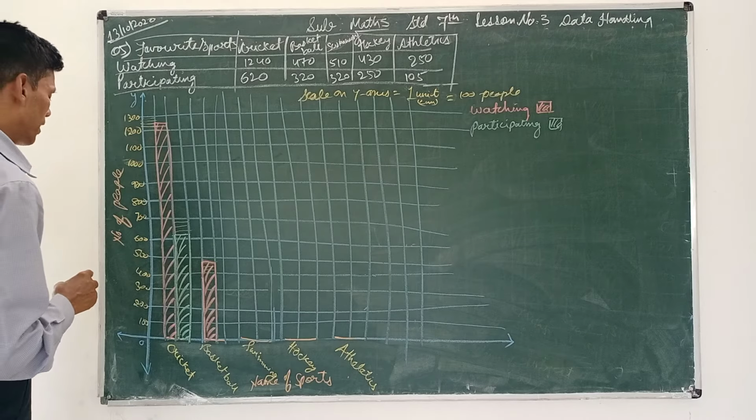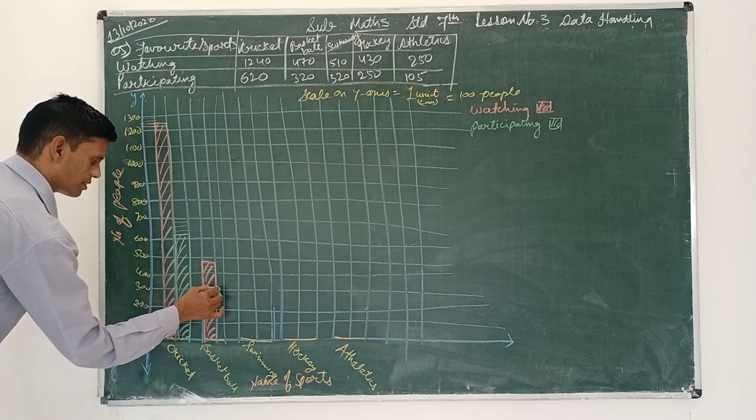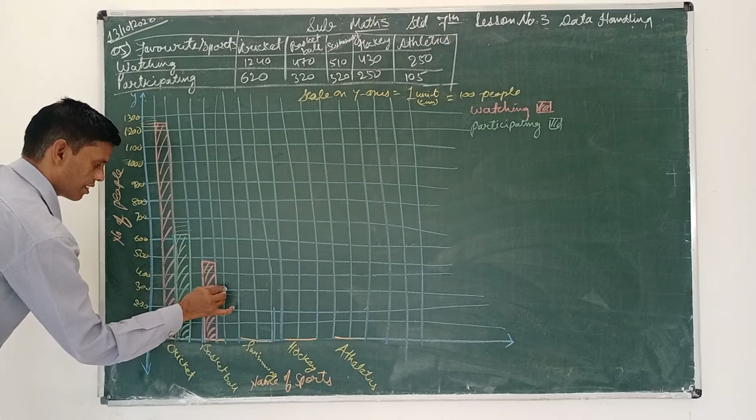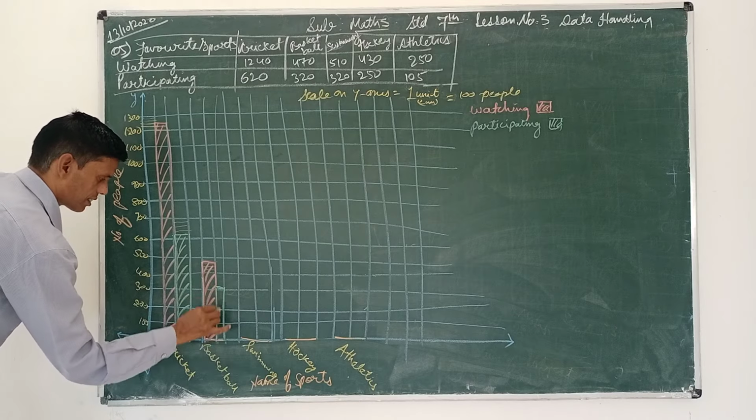Next one is 320. Where is 320? 320 here and one line here. Okay, here. So we'll draw like this.